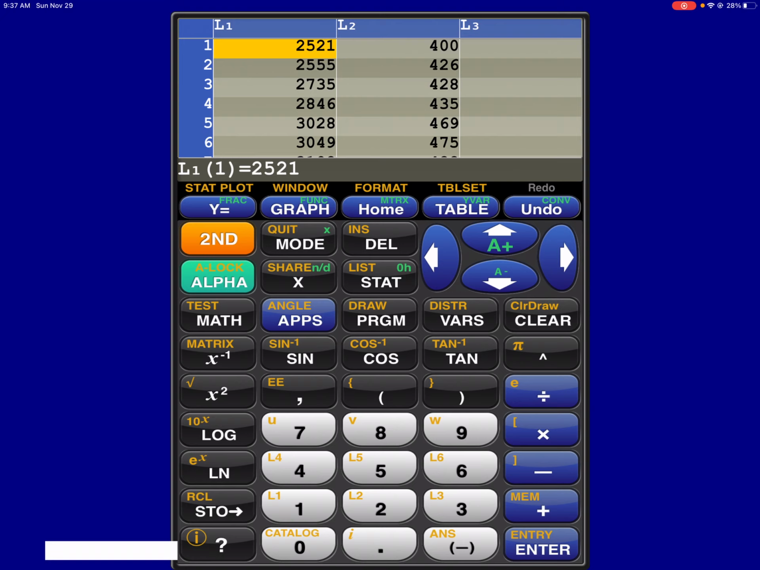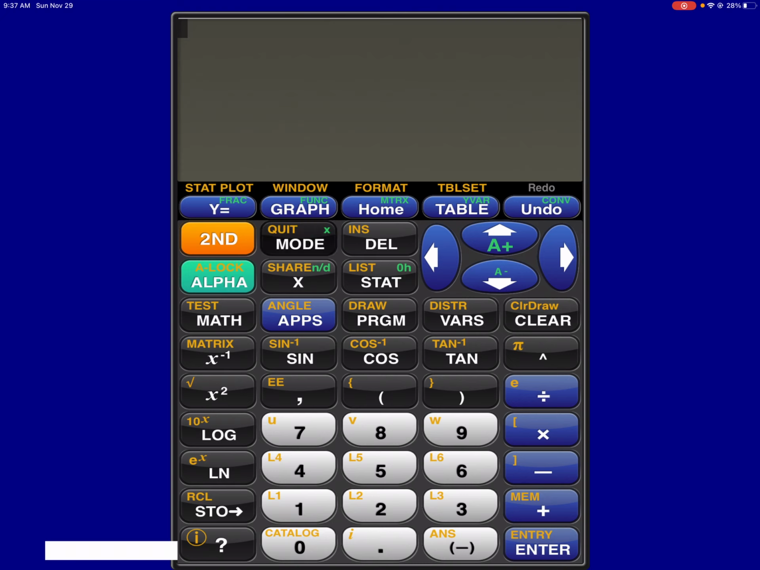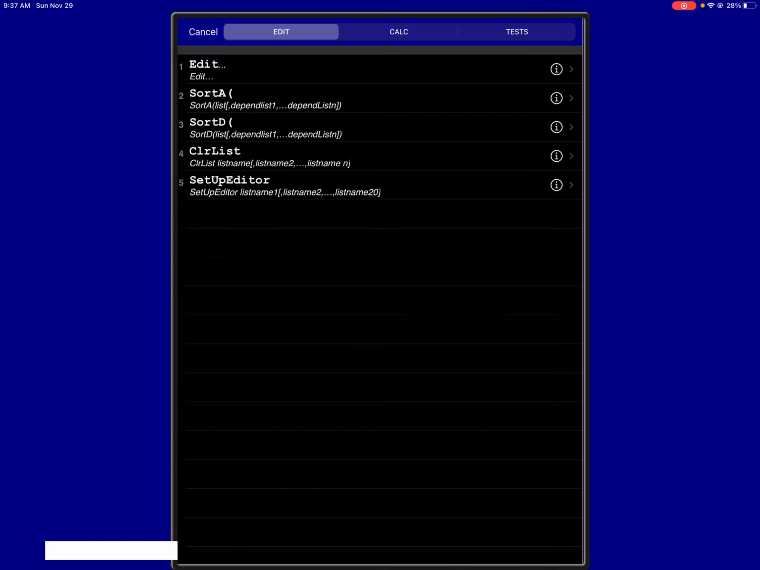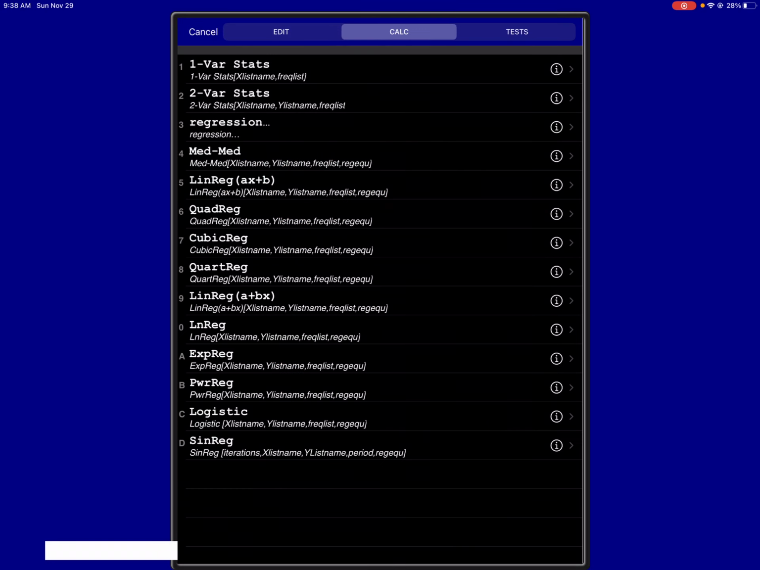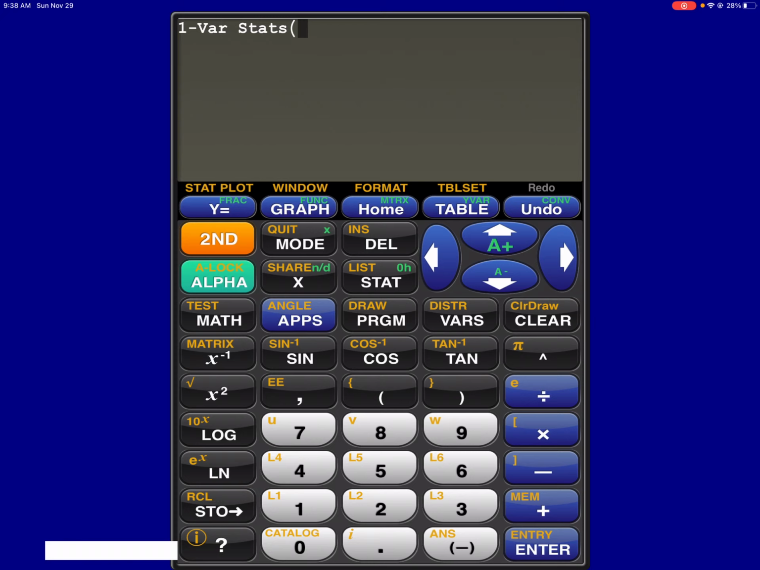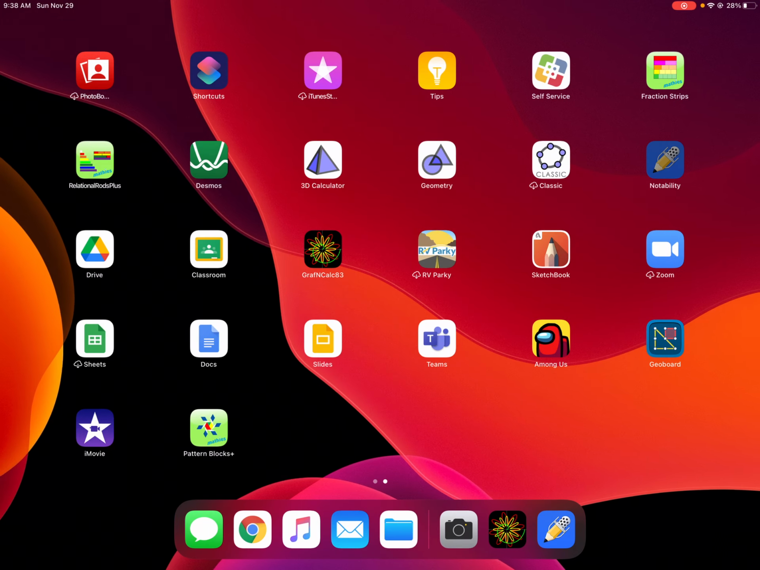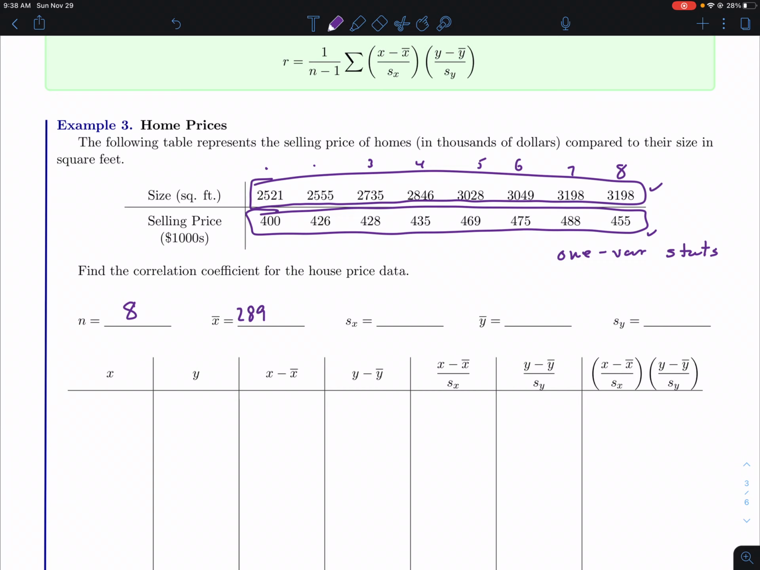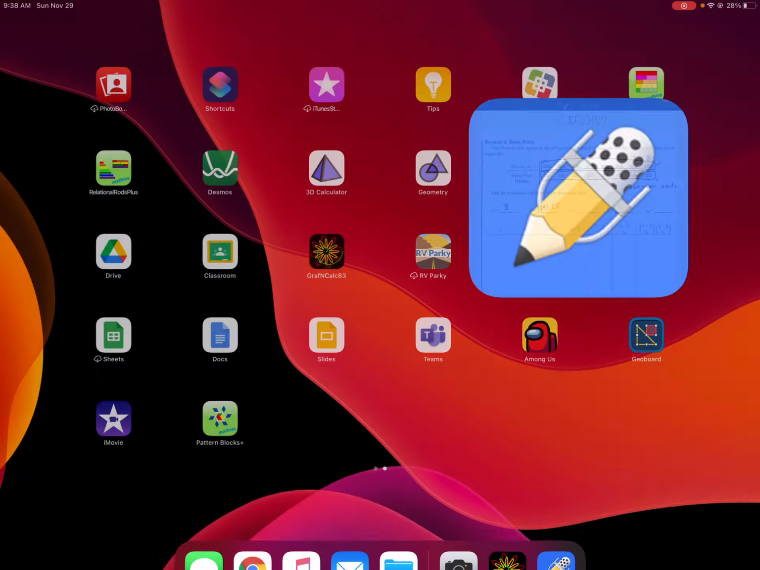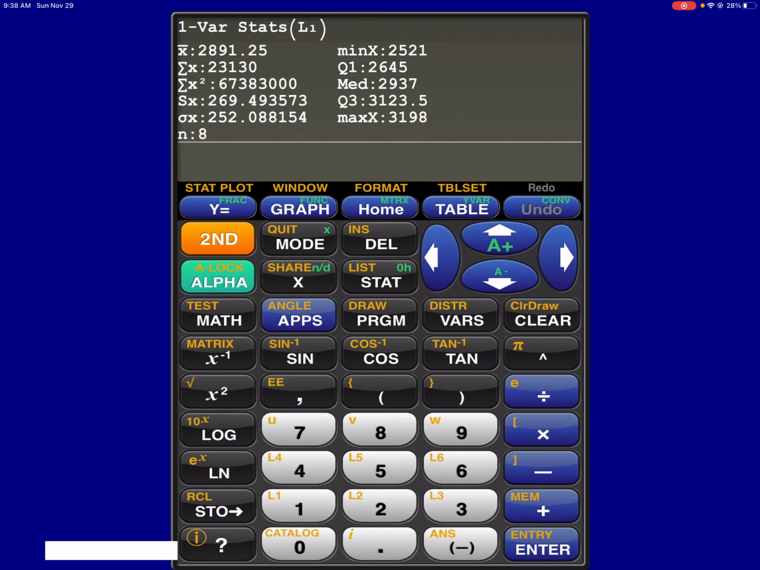At this point, we need to calculate the sample mean and sample standard deviation for list one, and then do the same thing for list two. So hit second quit to go back to the main screen, then stat, calc, and one var stats. We want to calculate list one, so hit second one, and then enter. We see our sample mean is 2891.25. Let's write that down. And our sample standard deviation is the Sx, 269.49.